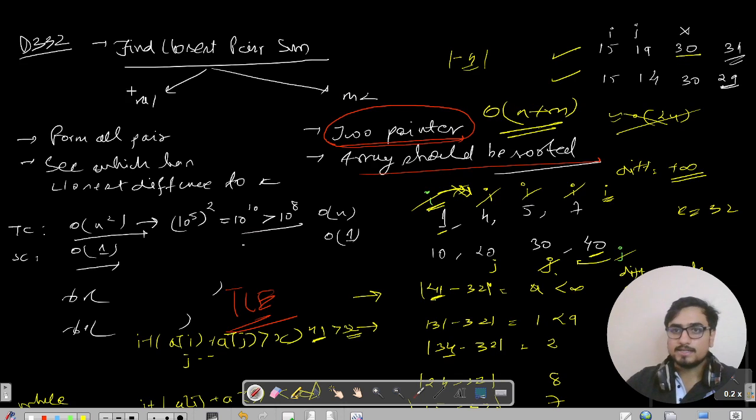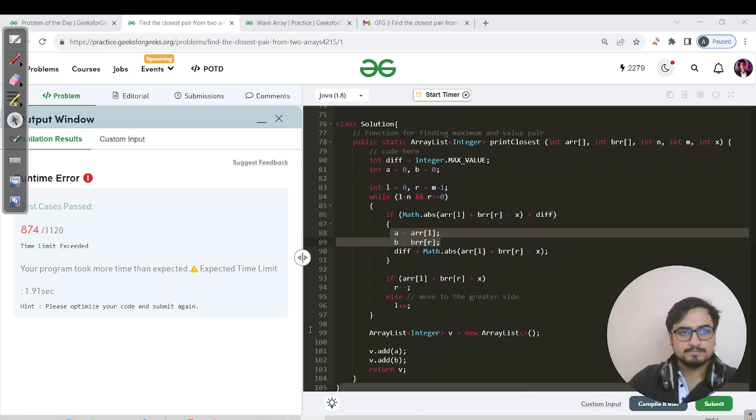And that is why it is getting submitted, because n and m are both at most 10 power 5. So in the worst case, I'll be using 2 into 10 power 5 iterations, which is less than 10 power 8, and that is why our solution will get submitted.